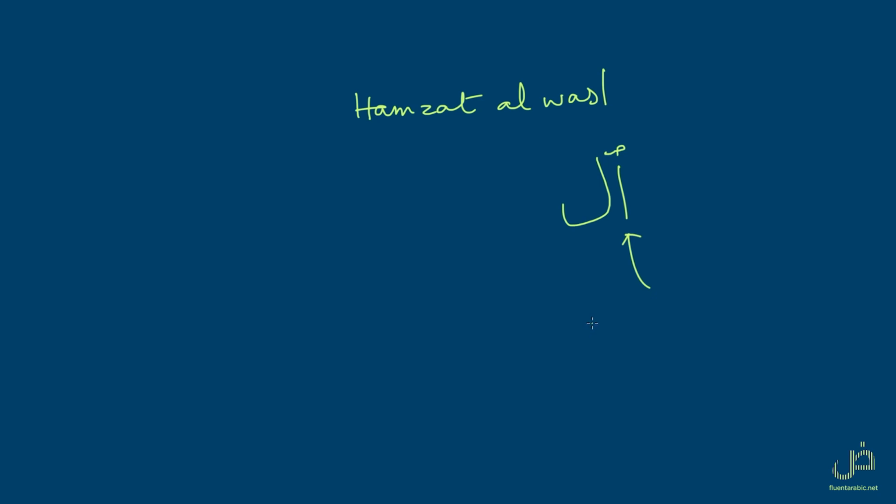What do we mean by Hamzat al-Wasl? Let's take a word with the alif lam, for example, al-kitab. This is one of the letters of al-Qamariya. If this word is in the beginning of the sentence, we pronounce this alif with the hamza. We read it as al-kitab.